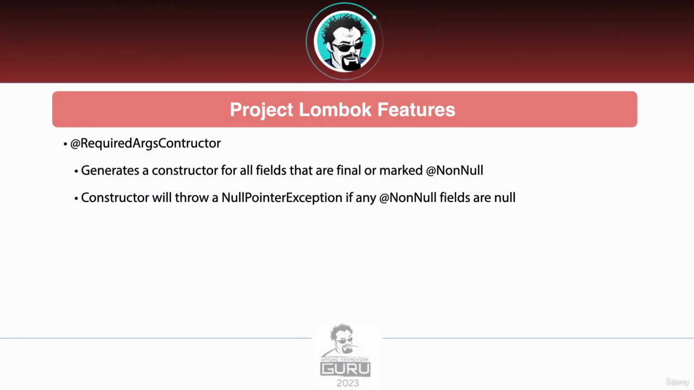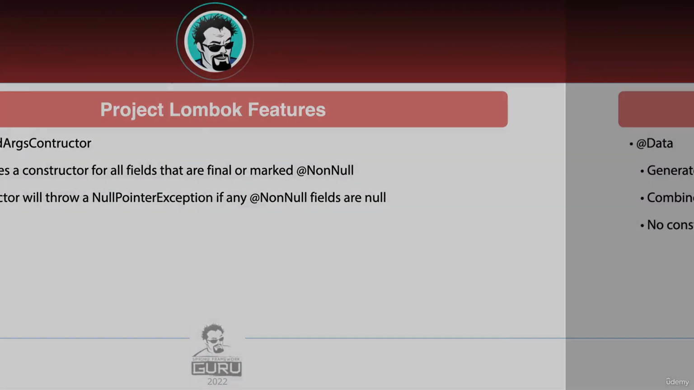Then you can do required args constructor. So this is really one of my go-tos, especially for dependency injection. If you declare a property, let's say you're injecting a service, you declare that private final. Lombok with the required args constructor will automatically generate that. So if you have 3 dependencies being injected, mark them as final. You don't have to create the constructor. Lombok will do that with an annotation.